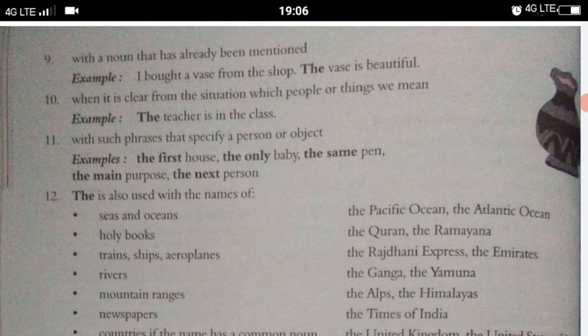We also use the with a noun that has already been mentioned. I bought a vase from a shop. The vase is beautiful. We also use the when it is clear from the situation which people or things we mean. For example, the teacher is in the class. We also use the with such phrases that specify a person or object. For example, the first house in the lane, the only baby, the same pen.